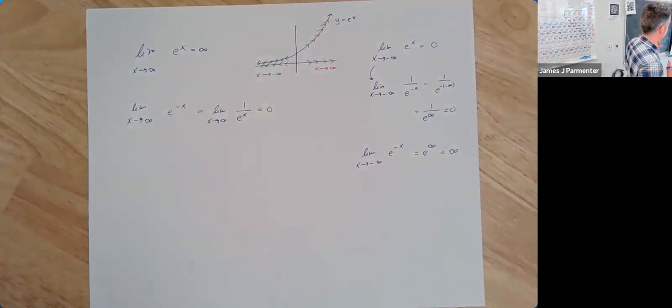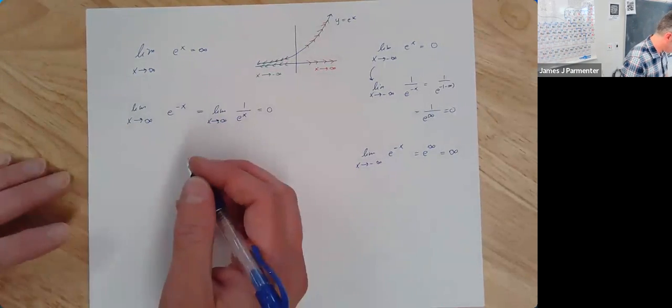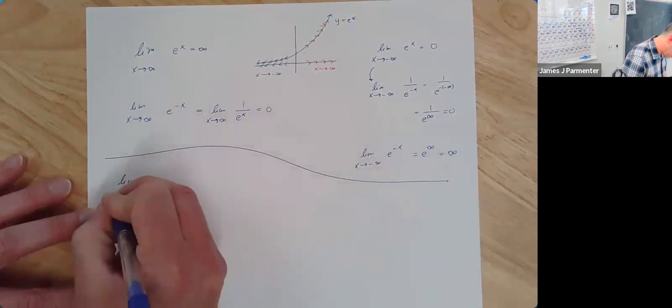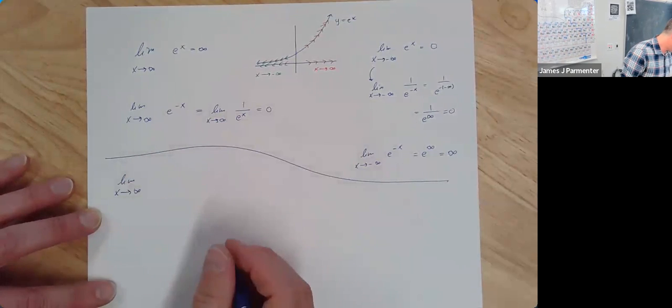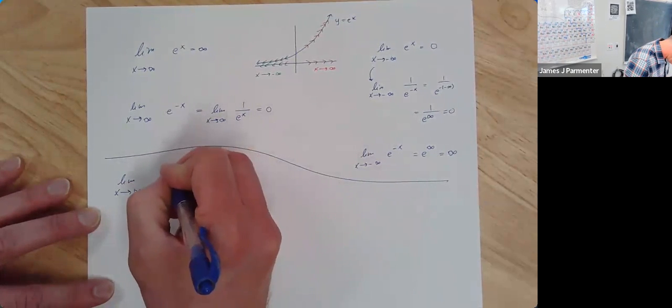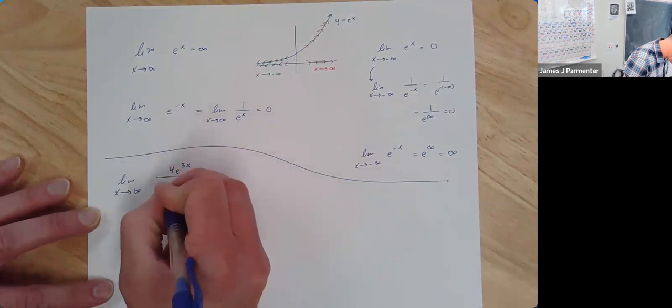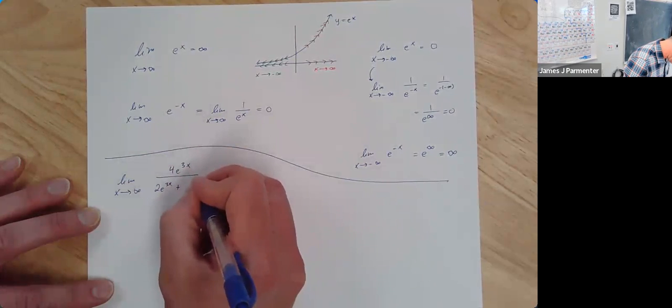So I like having these things in mind before I start trying to deal with other limits. But I'm going to attack some of these other limits the same way we just attacked the limits as x goes to infinity, by thinking about what's getting the biggest, the fastest. So let's look at, for example, something like this. The limit as x goes to infinity of 4e to the 3x over 2e to the 3x plus 5e to the 4x.